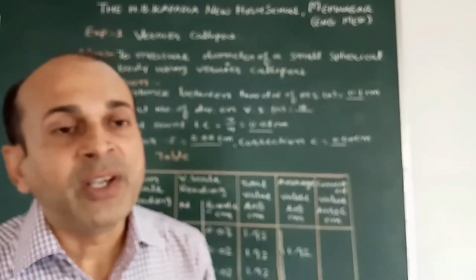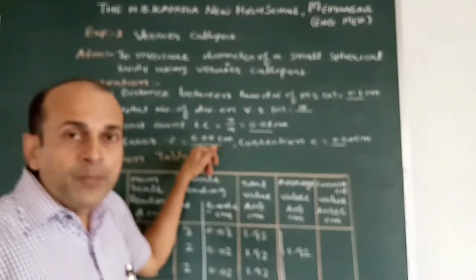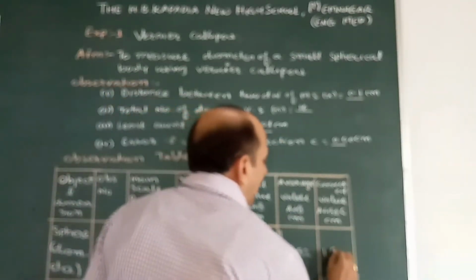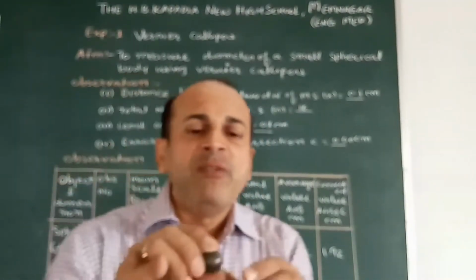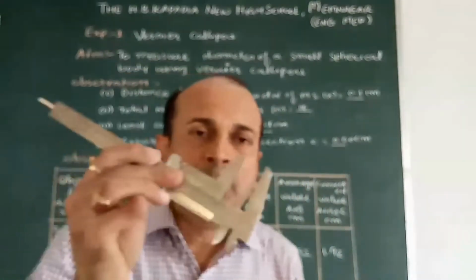But our aim is to find the correct diameter. So let me check the error. Here the error is 0, so no correction is needed. So the observed value will be equal to the corrected diameter. So 1.92 is the diameter of the sphere. In this way we can measure the diameter of the sphere using these vernier calipers.